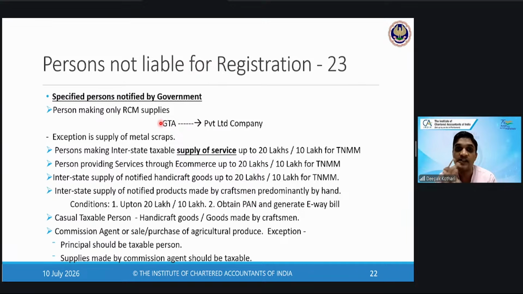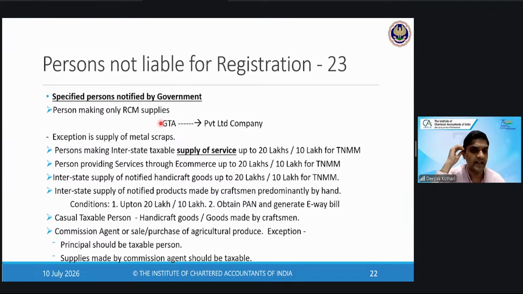Then in that case, the recipient will have to pay taxes on the supply made by the advocate or anybody. So on their behalf, the recipient will pay taxes to the government. The exception is supply of metal scraps, because metal scraps also are under reverse charge. Their person making only RCM supplies doesn't matter, because they are into the scrap business and anytime they have to pay. So there are no exceptions for them.